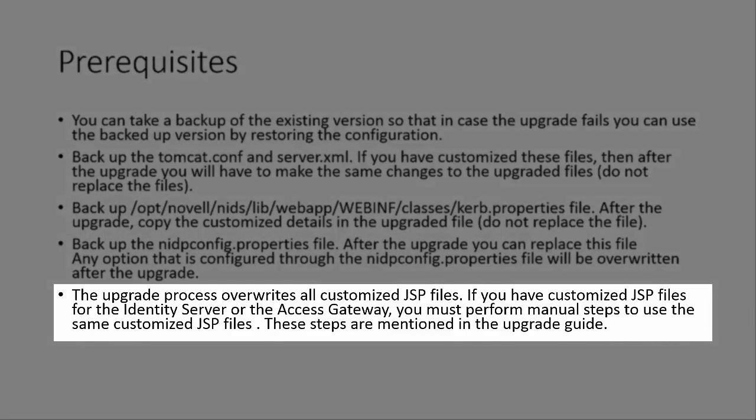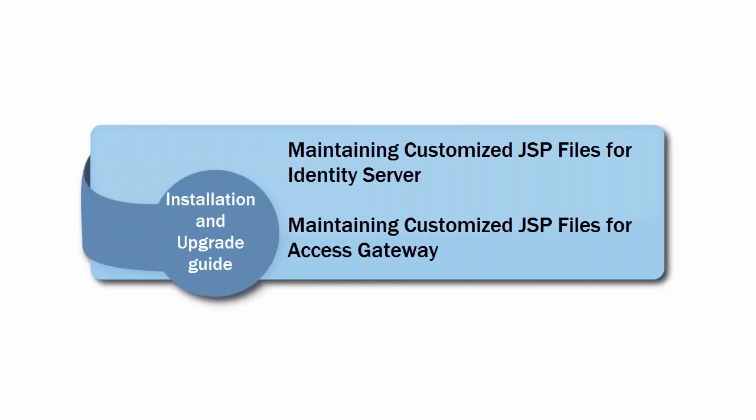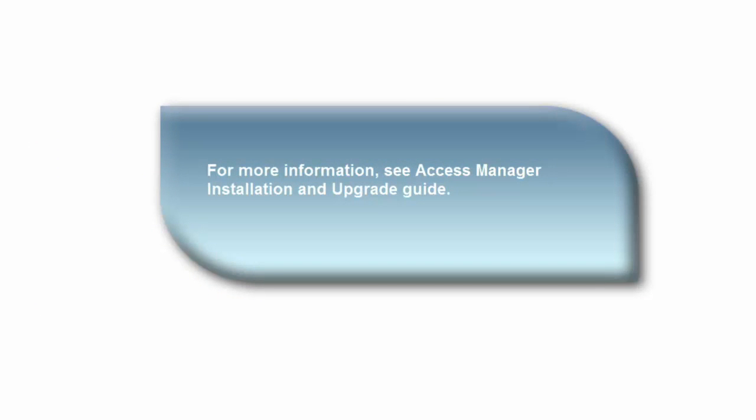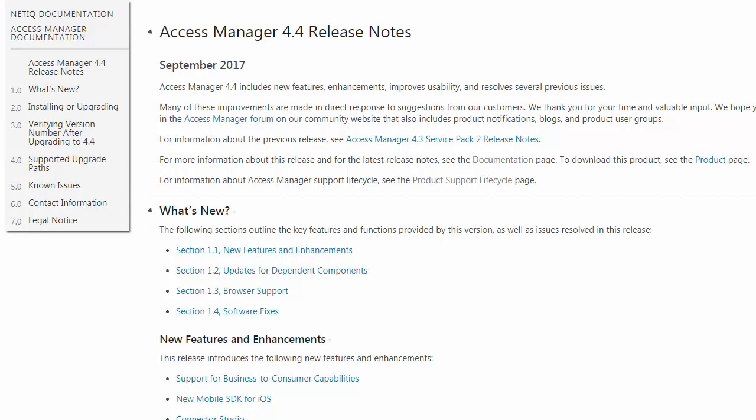The upgrade process overwrites all customized JSP files. If you have customized JSP files for the identity server or the access gateway, you must perform manual steps to use the same customized JSP files. The steps are mentioned in the upgrade guide. For detailed information, you can refer to the Access Manager install and upgrade guide. To know the issues found in a specific release, you can refer to the known issues section in the release notes.